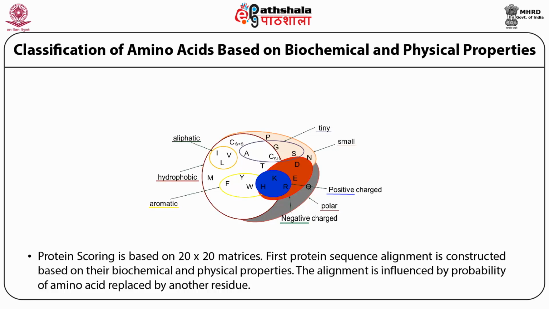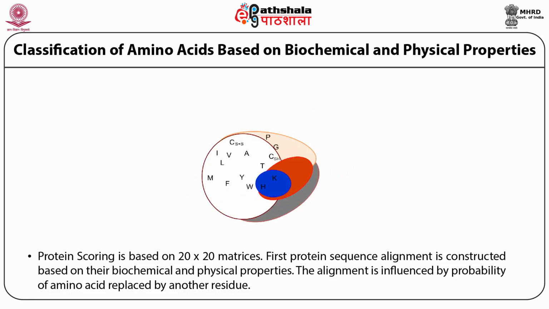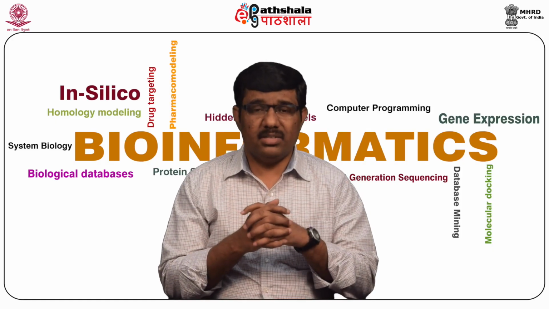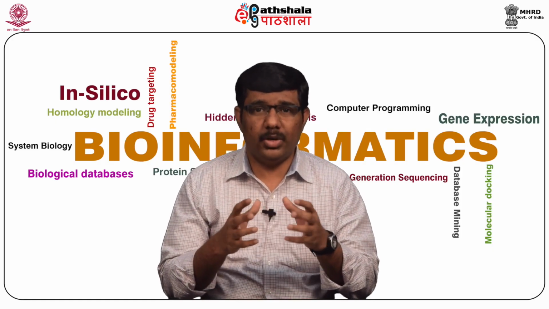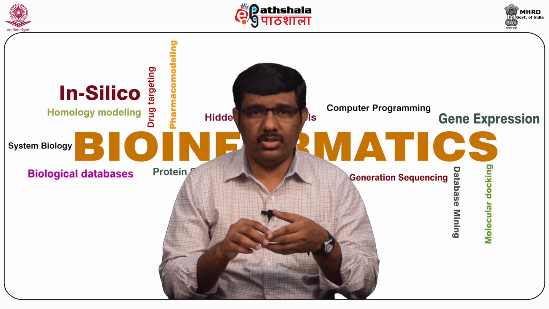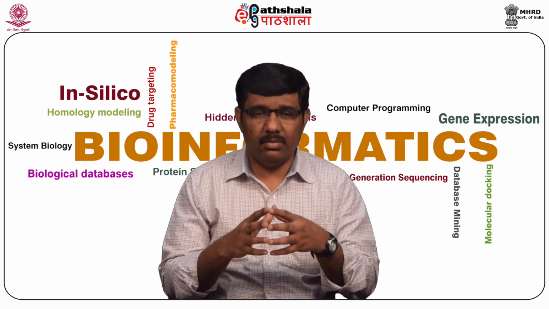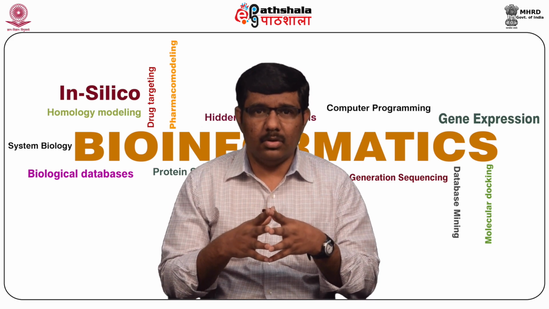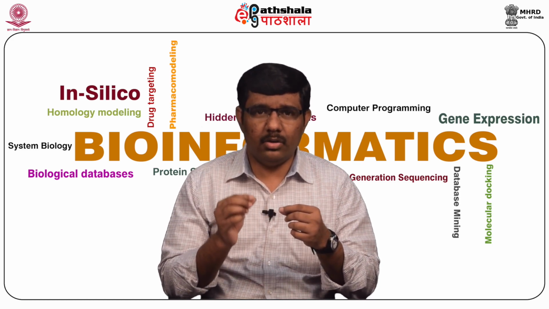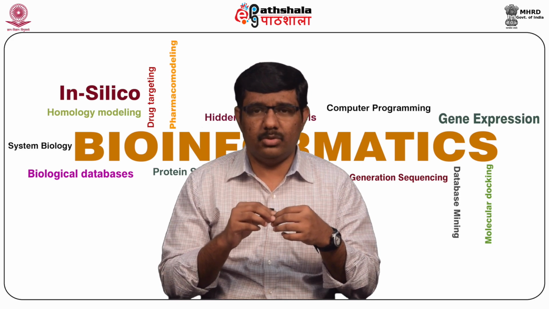Based on these physical and biochemical properties, a 20 by 20 substitution matrix has to be calculated for protein sequence alignment. Based on the classification of amino acids, we observed that protein sequences are classified as tiny, aliphatic, aromatic, positively charged, negatively charged. So they have been classified based on biophysical and biochemical properties. Based on that, you need to calculate a 20 by 20 substitution matrix, which has to be devised for amino acid substitution.